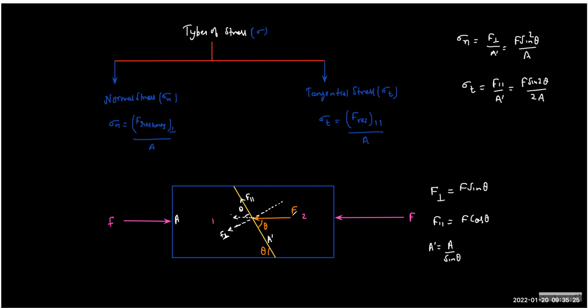Now the normal stress can be of two types. It may be tensile or it may be compressive. Tensile means you pull the surface. Compressive means you press the surface.